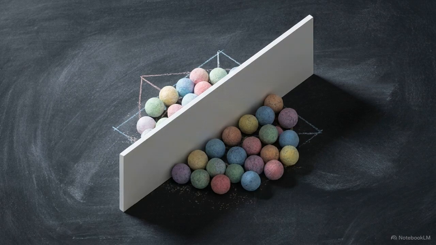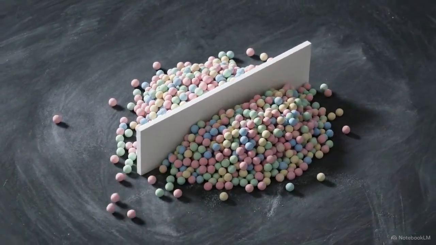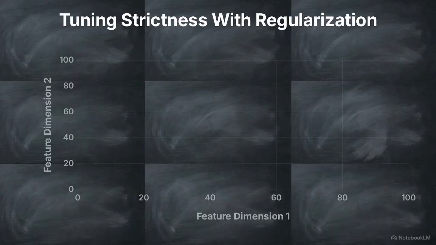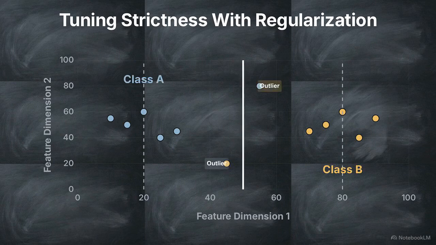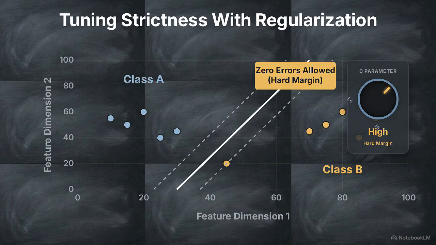To make an SVM functional outside of a sterile lab environment, engineers willingly trade perfect training accuracy for a robust model capable of generalizing to new, unseen data. Data scientists control this strictness using a mathematical dial called the C parameter, a process known as regularization.